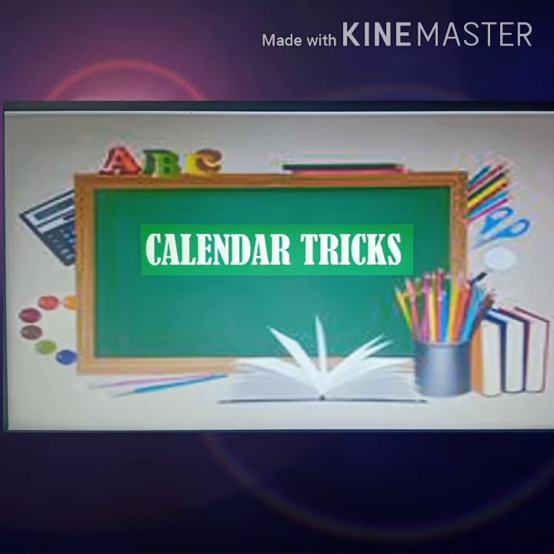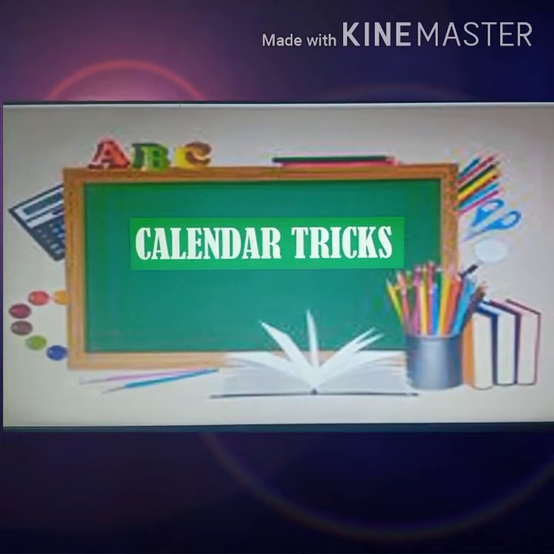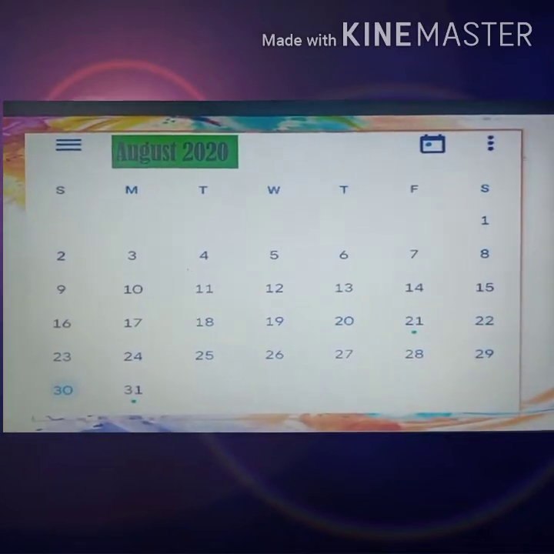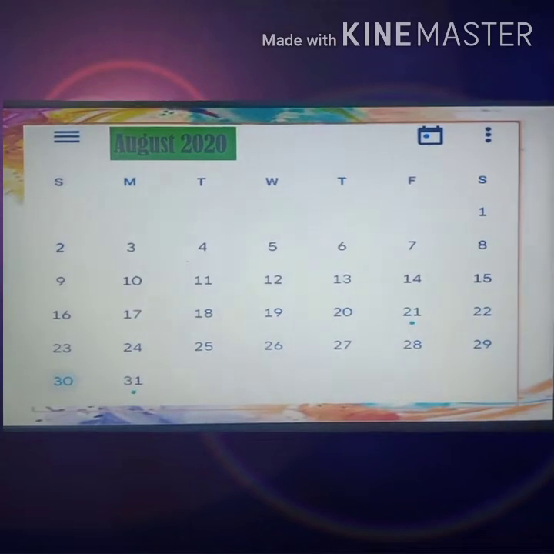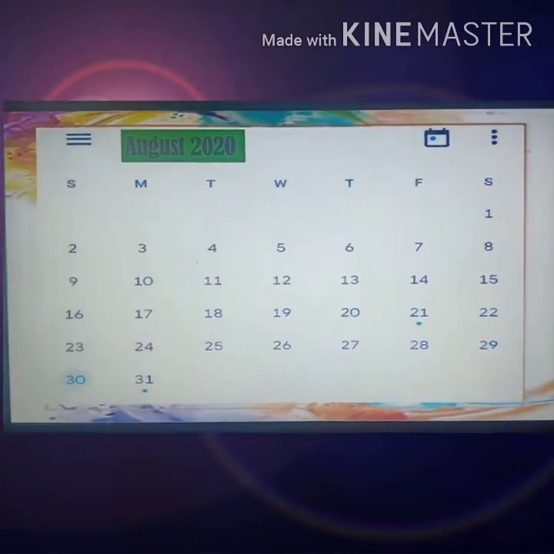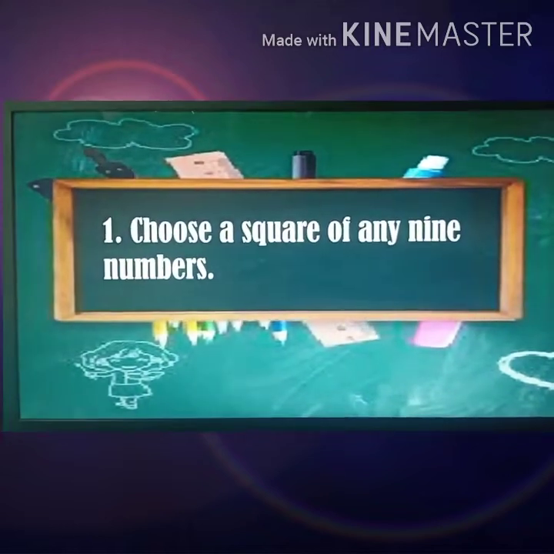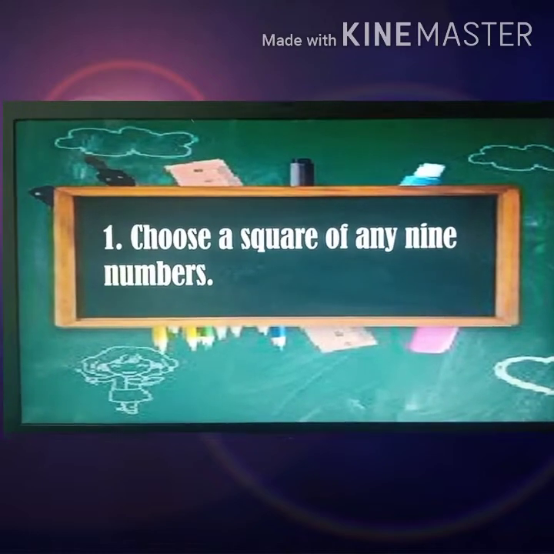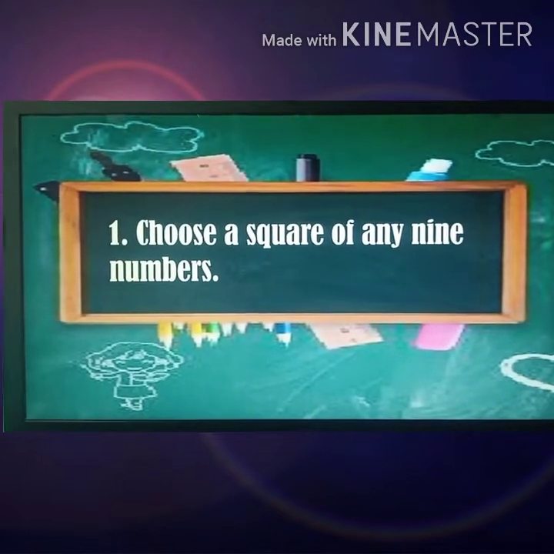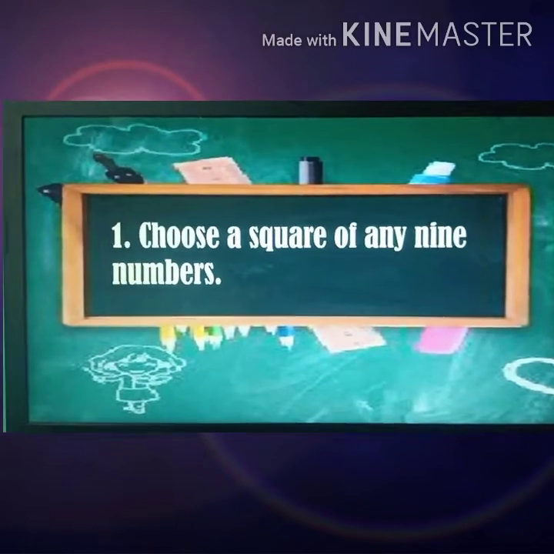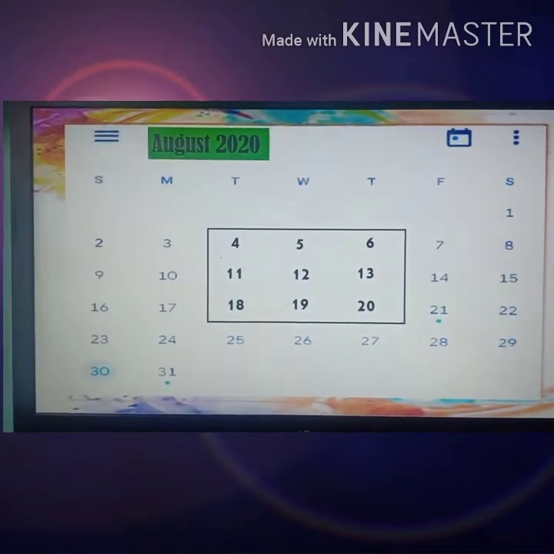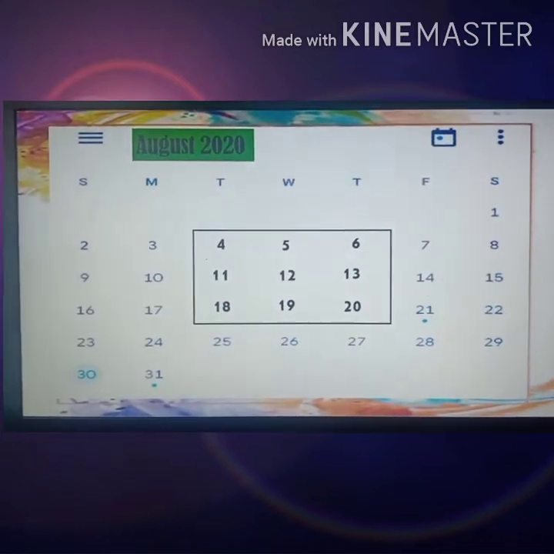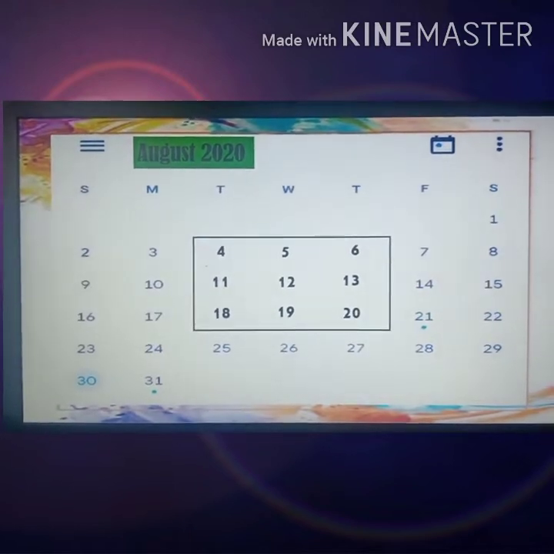Okay. So, the calendar trick. I choose August 2020. This is the steps for the calendar trick. The first one: you have to choose a square of any 9 numbers. In our calendar, you have to choose 9 numbers. So, I choose 4, 5, 6, 11, 12, 13, 18, 19, and 20.